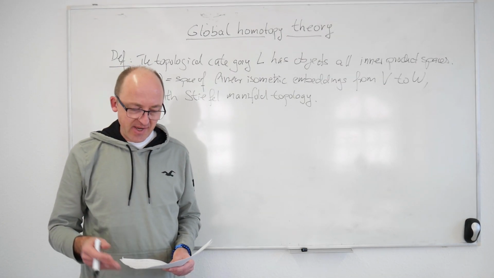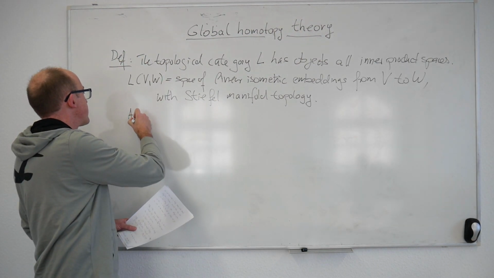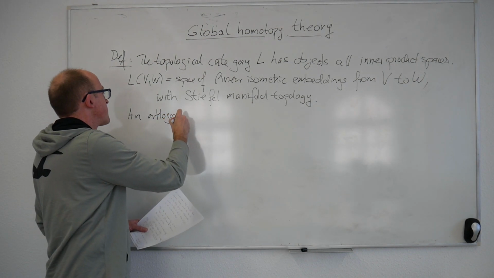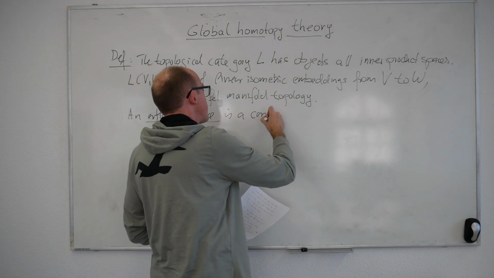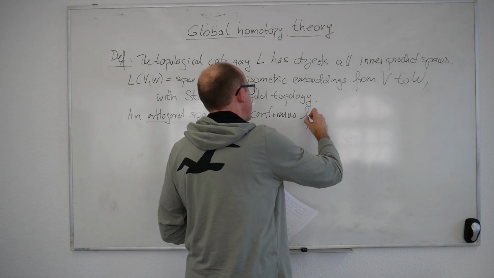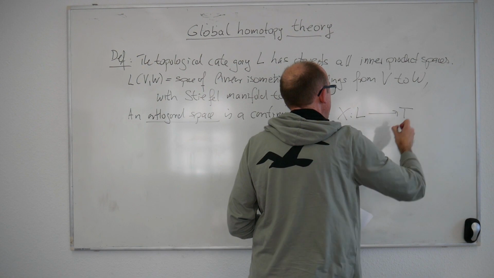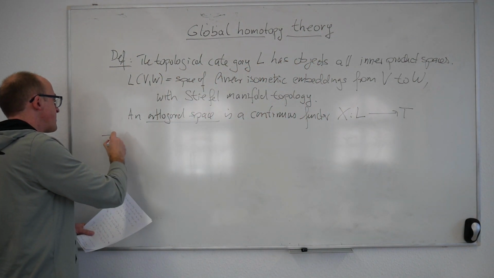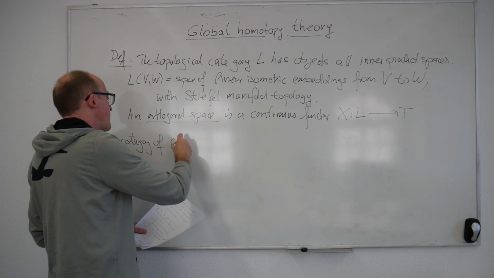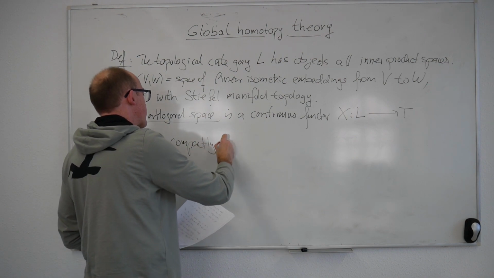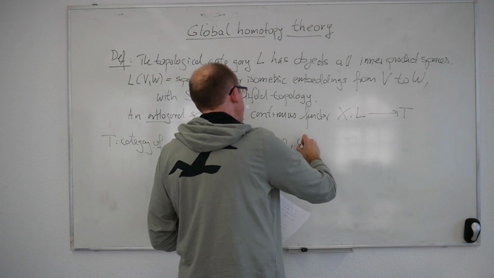It's often convenient that this space is actually compact. That comes in handy at various points. So now I can tell you what an orthogonal space is. An orthogonal space is simply a continuous functor X from this linear isometries category to T, and T is the category of spaces. It's the category of compactly generated spaces and continuous maps.